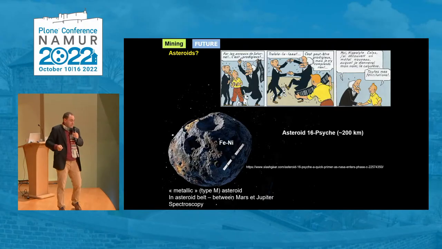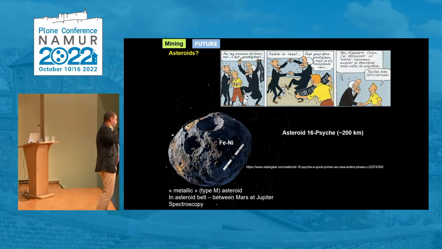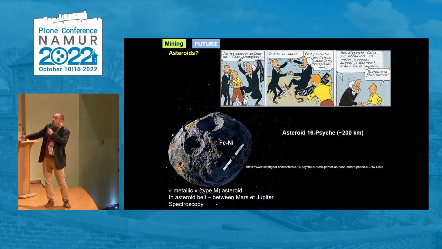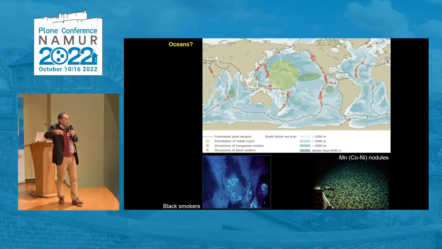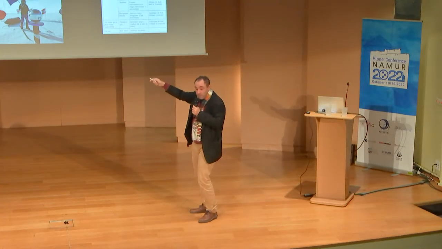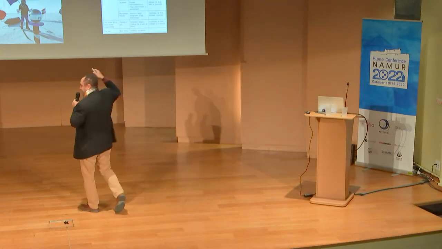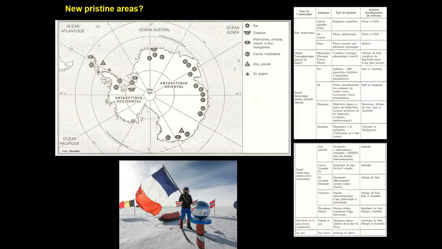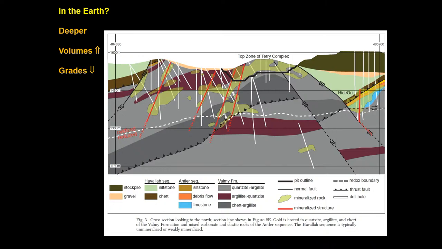So where to find it? In asteroids, 92 billion tons. A lot of shuttles to take a few grams for each shuttle. It will take a lot of shuttles for 92 billion tons. Within the ocean, there has been a lot of prospection for at least two decades to take this kind of polymetallic nodules, but this generates a lot of impact for the benthic flora and fauna, of course. In new pristine areas, Antarctica is well known by geologists for these flags, including Belgium's. So you have to take the loop into the earth, deeper, with larger volumes and lower grades.